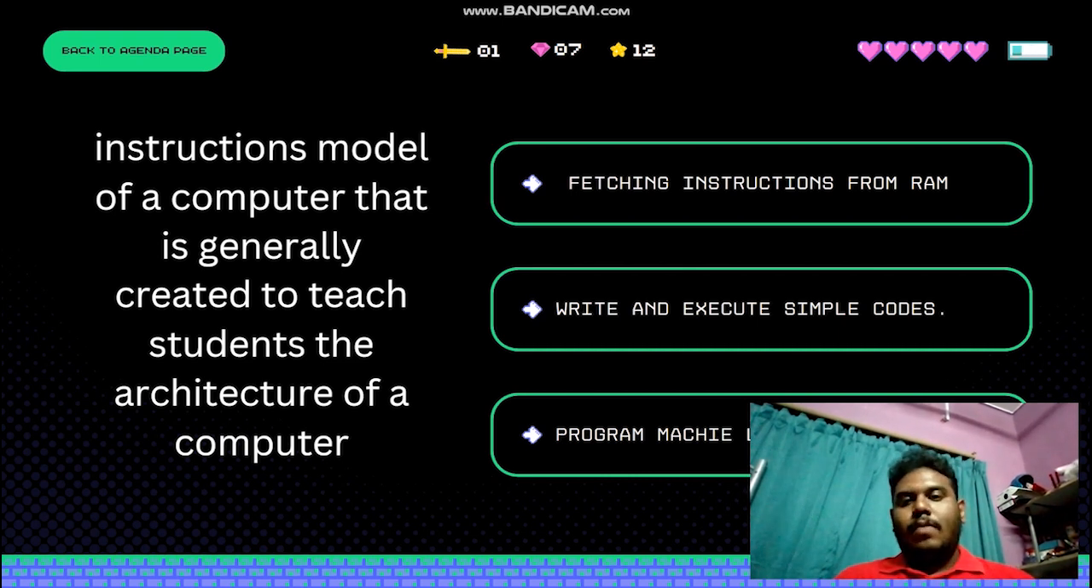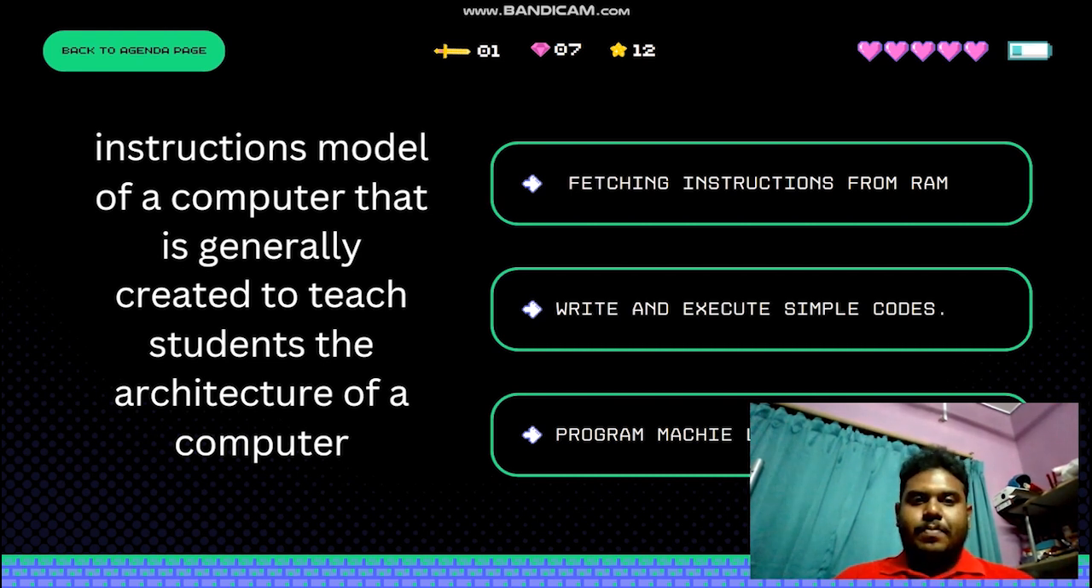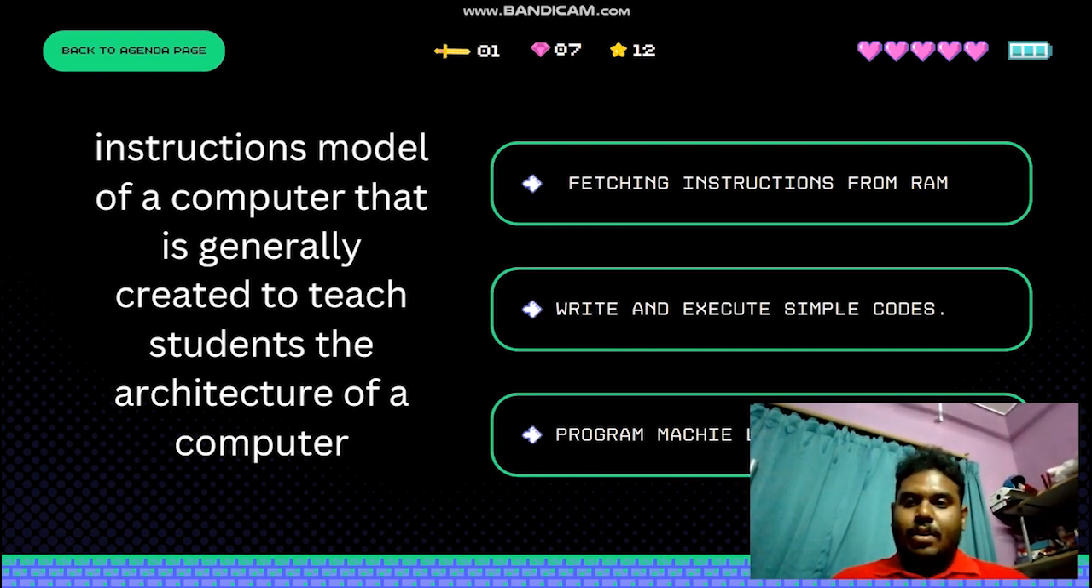So first, LMC is a software model for a computer that was generally created to teach students the architecture of a computer and to learn machine language. So what does this LMC do? LMC fetches the instruction from RAM, and writes and executes simple codes in machine language. There are more features of the LMC, so I'll show the LMC next.